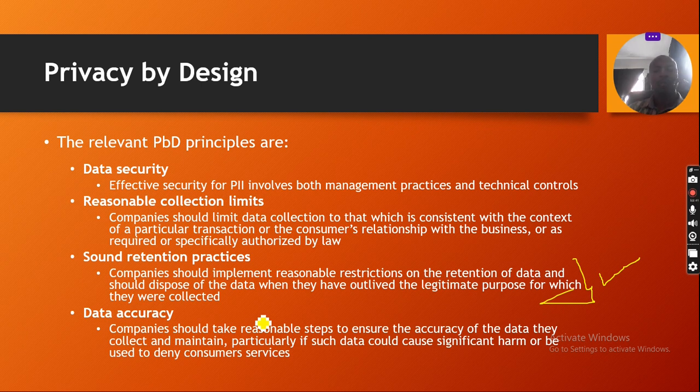Data accuracy, number four, under the principles of privacy by design. The company should take reasonable steps to ensure the accuracy of the data that they collect and maintain, particularly if such data could cause significant harm, and they should ensure that this data is not used to deny consumer services. Okay, now let's move on.